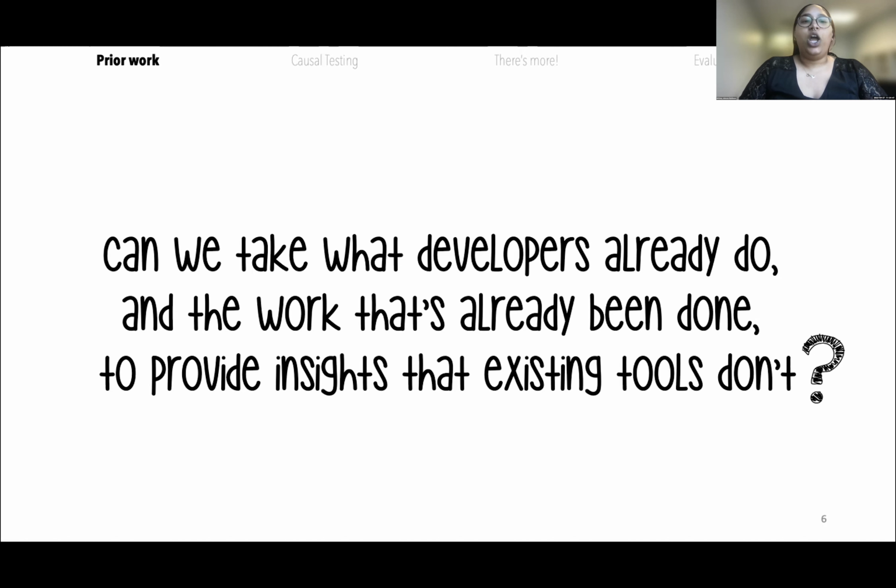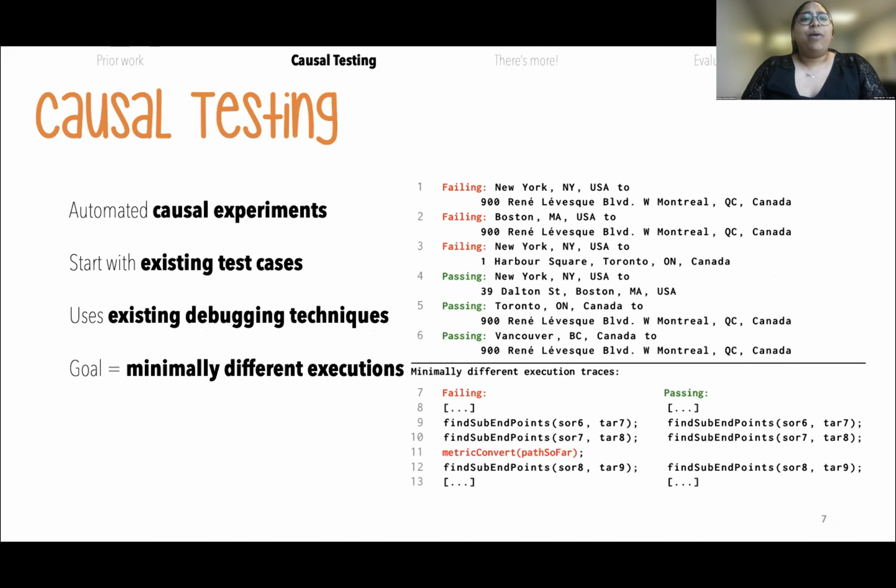And so to this question, we provided a possible solution that I'll talk more in depth about in terms of why it is a solution. And that would be causal testing. So this is where causal testing comes in, right? Causal testing is a method for conducting automated causal experiments. And this process starts with your existing test cases and uses existing debugging techniques such as fuzzing and automated test generation with a goal of providing developers with minimally different passing and failing executions that help reason about why that failing behavior happened to begin with.